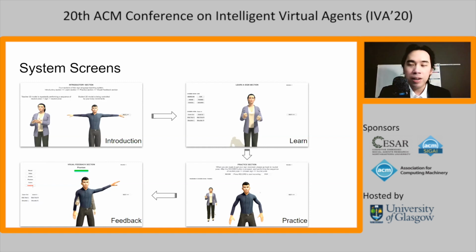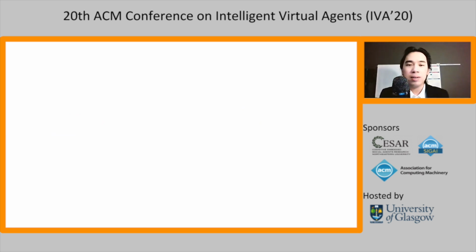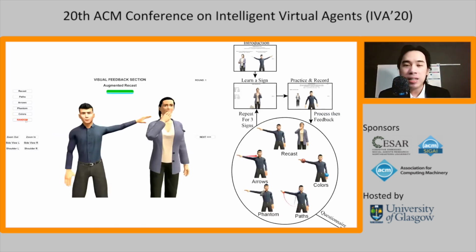Let's have a look at the different visual feedback designs that we came up with. The first one we call augmented recast. This one is inspired by the recast feedback in the actual classroom with a human teacher. We call it augmented recast because apart from the teacher on the right hand side or on the left hand side performing the correct sign, you can also see the student performing the recorded movement of the learner side by side. So this is the difference compared to the normal recast in the actual classroom.